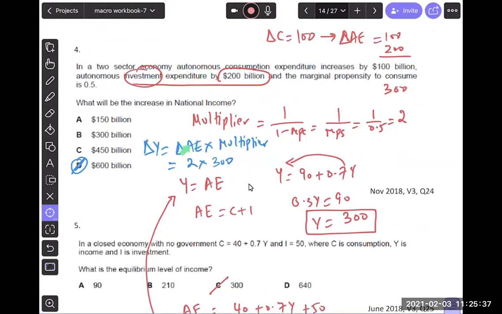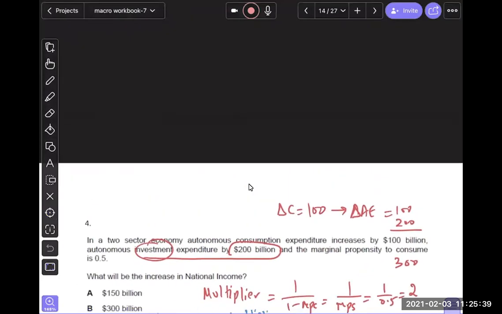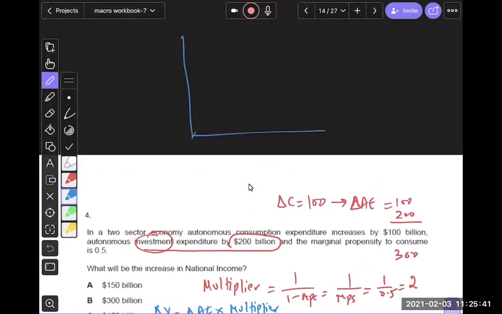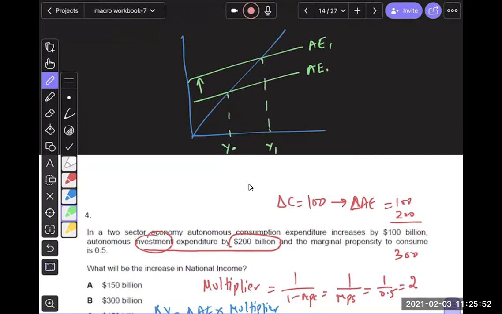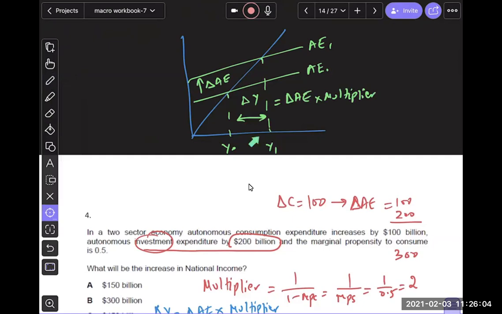Change in A. Remember the diagram, guys. This is how it looks like. AE is changing from AE naught to AE1, and this is my change in Y from Y naught to Y1. So change in AE times your multiplier will be your change in Y, right? So this is going to be the thing.